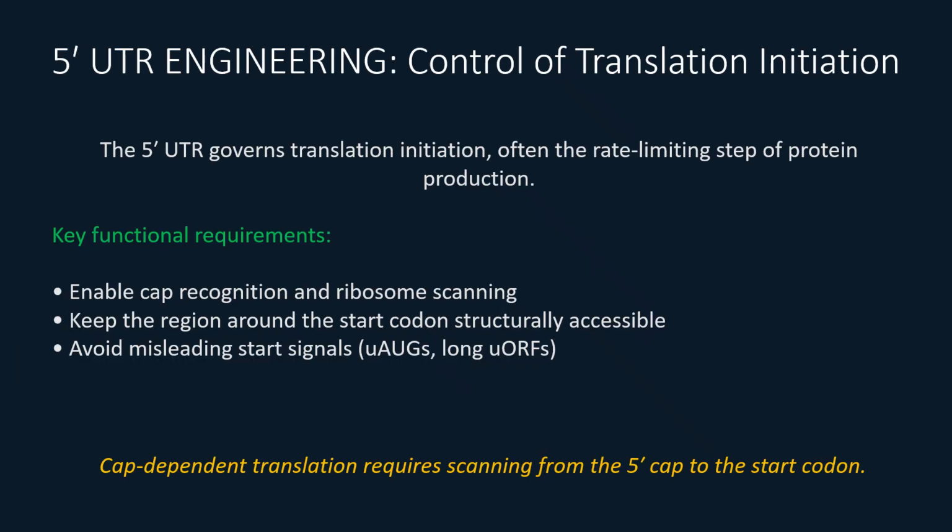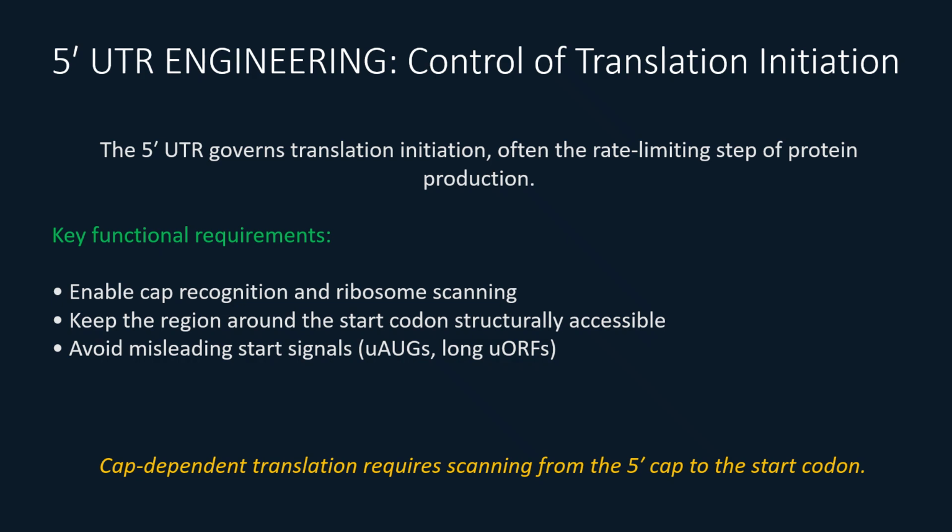Okay, now let's talk about the 5' untranslated region. This region plays a central role in controlling translation initiation, which is often the step that limits overall protein production.